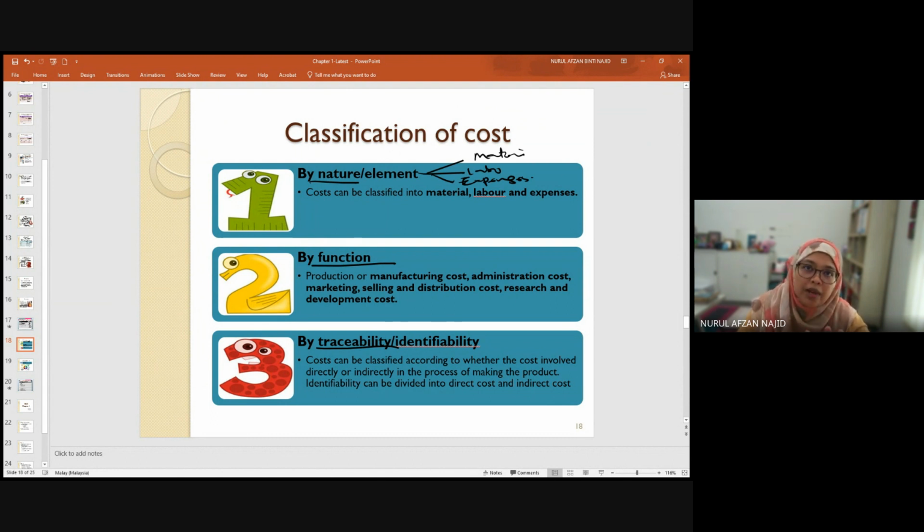For example, purchase flour RM6. That is material because it is buying material, flour. Paid salary of supervisor, that is called labor. Paid electricity bill, that is called expenses. So that is called by nature. Okay. By function, this is the cost center we learned earlier.